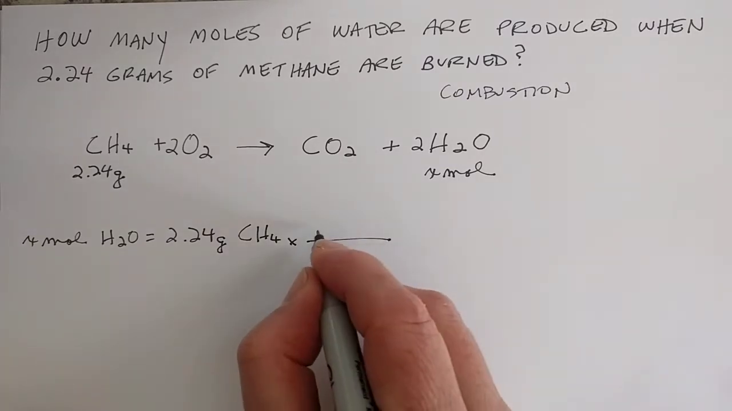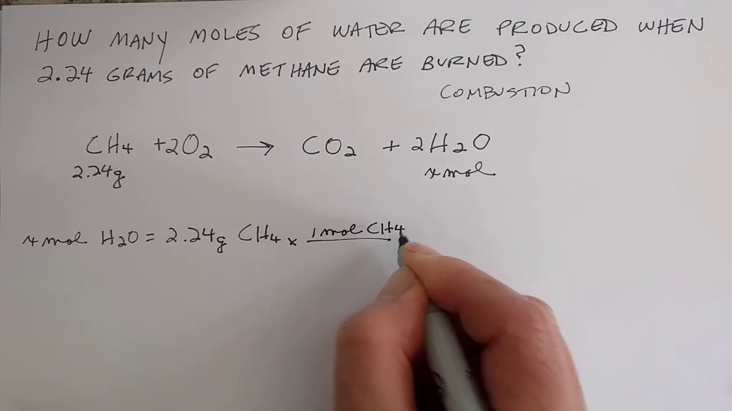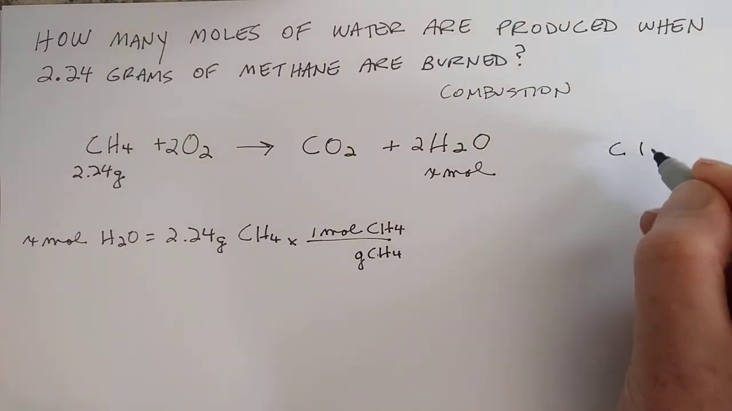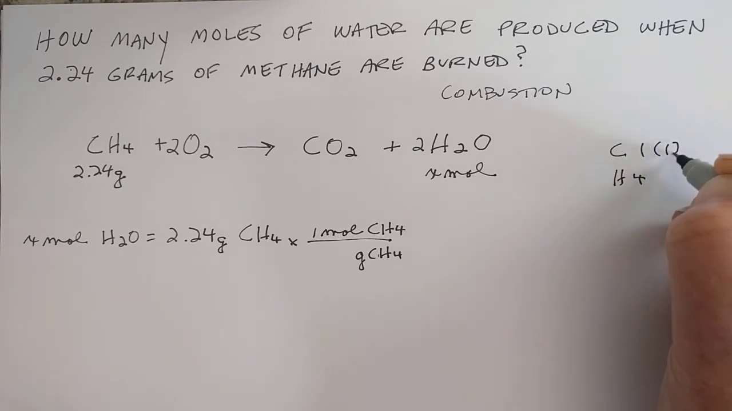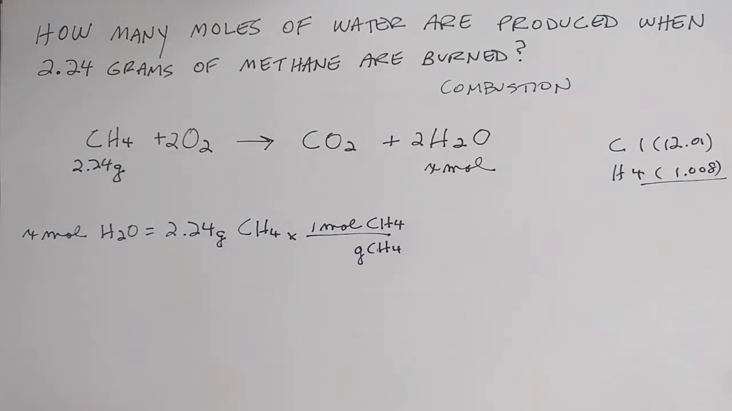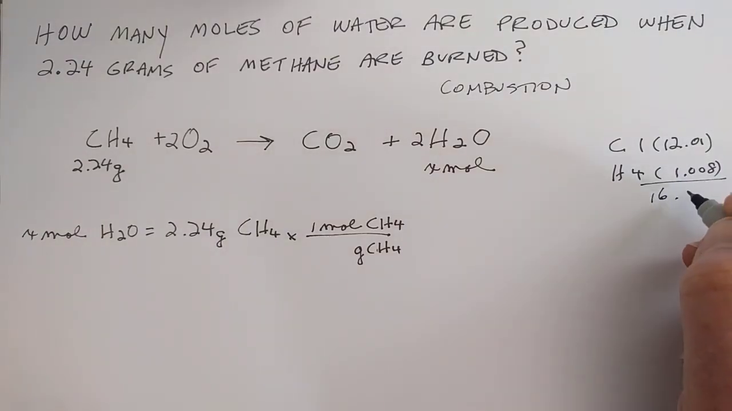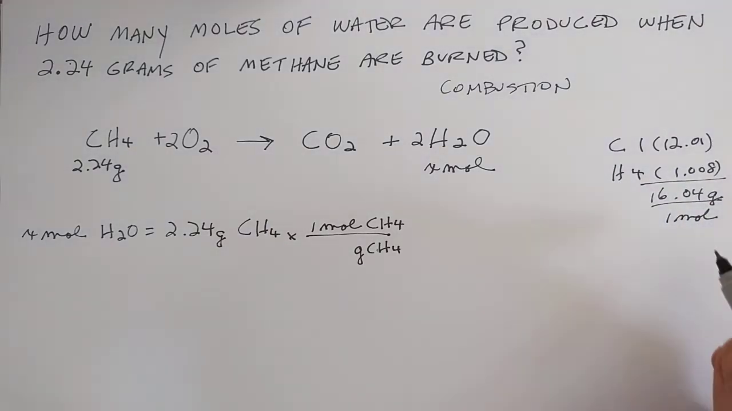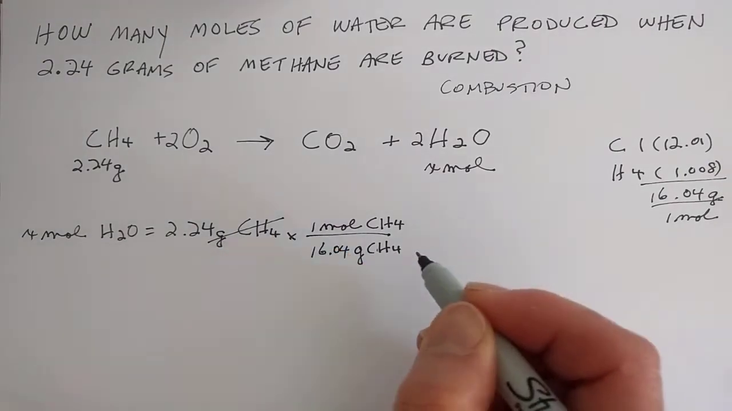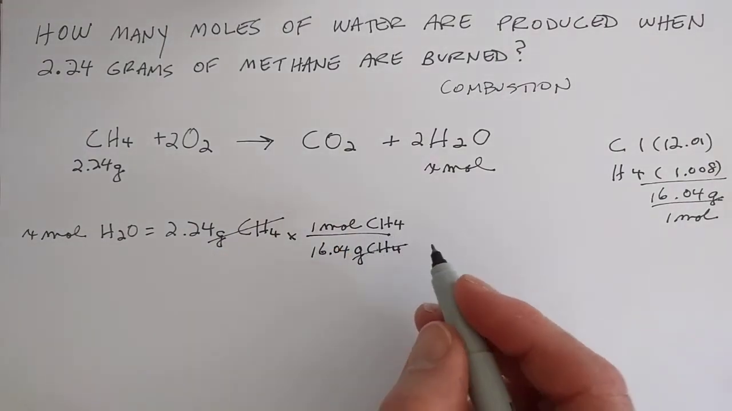So 1 mole of CH4, well, we got to calculate how many grams of CH4 are in 1 mole. So we can do that off to the side. So we have 1 carbon, and we have 4 hydrogens from our periodic table. Carbon's 12.01, hydrogen is 1.008. Let's figure out the molar mass. 12.01 plus 4 times 1.008 equals, and we take that to 2 decimal places, so we have 16.04. Remember, this is the grams in 1 mole. Whenever we do a molar mass calculation, it's always for 1 mole. So our number that we put here is 16.04. Now the grams of the methane cancel out, and we have moles of methane.